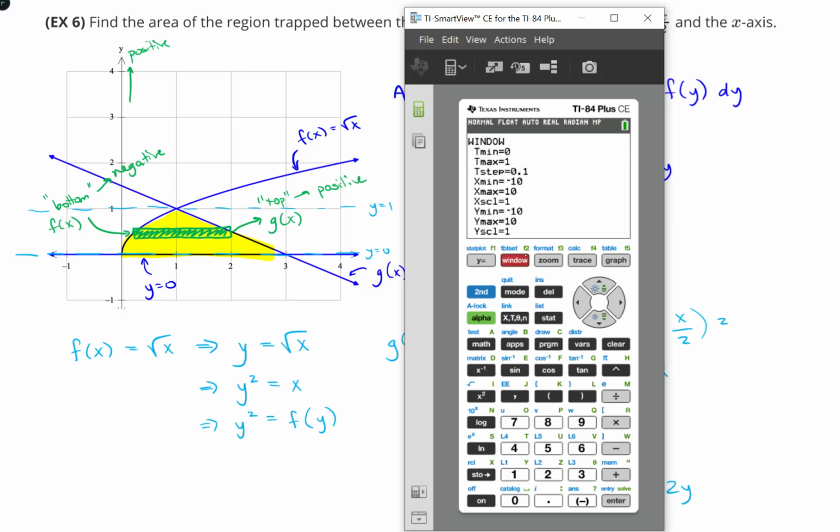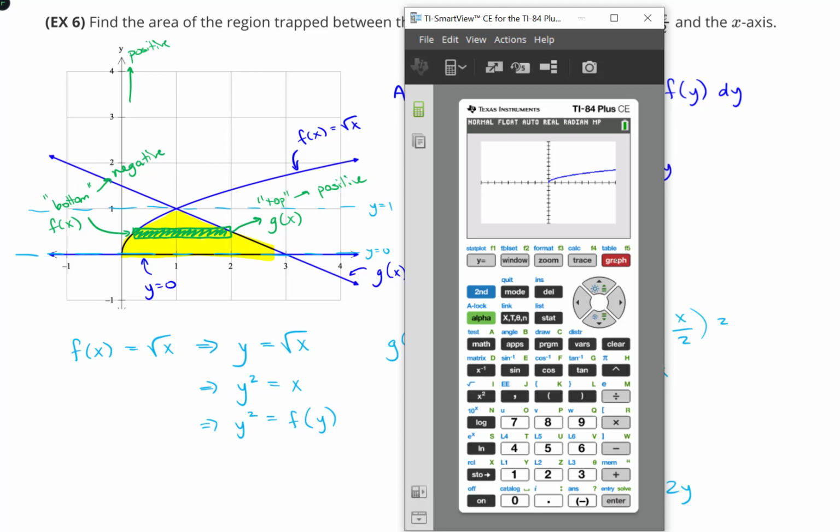When you look at the window settings, there's a few additional options. You have tmin and tmax. Those are pretty good to have set to -10 and +10 for most instances. And then the t-step at about 0.1 is pretty good. When you graph it, of course you'll get the square root function.